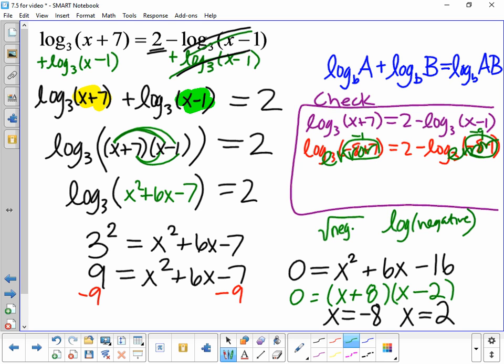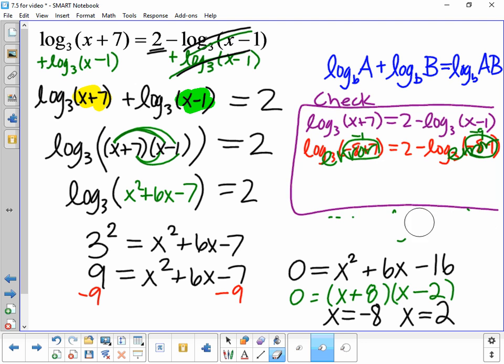So if you end up with the log of a negative number here in the argument, that's when your calculator is going to give you errors. There's no way to evaluate it. It's not in the domain of log. So the negative 8 didn't work. That's an extraneous solution.